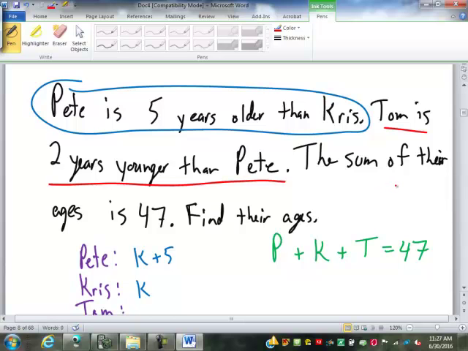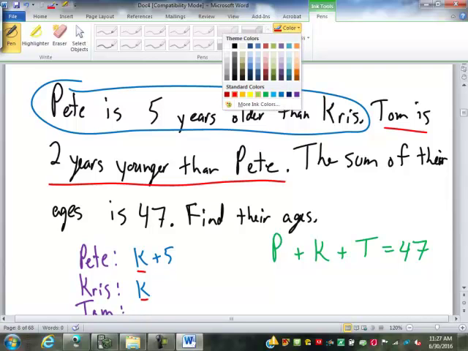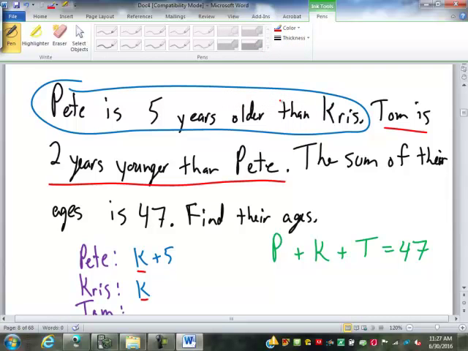So I could do P minus 2. The problem is we're not using P. What variable are we using here? We've decided to use K. So it would be K plus 3.